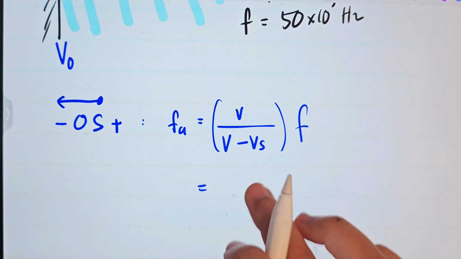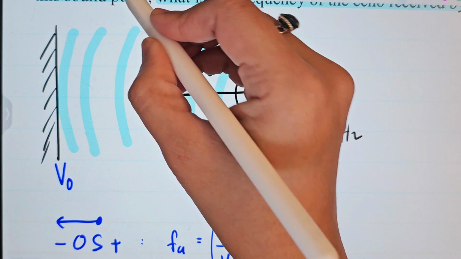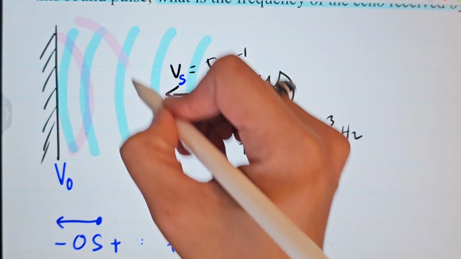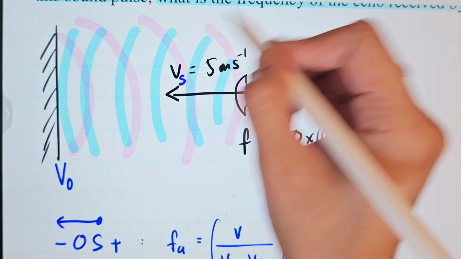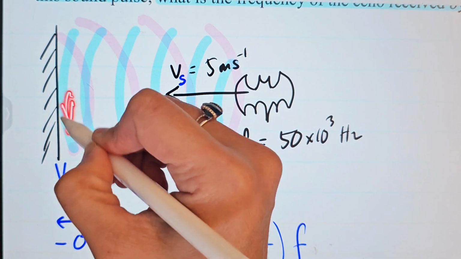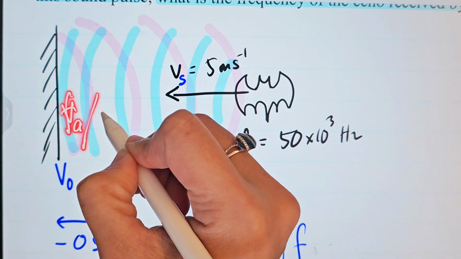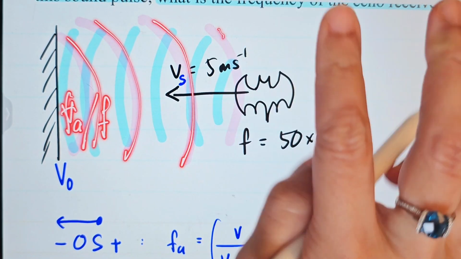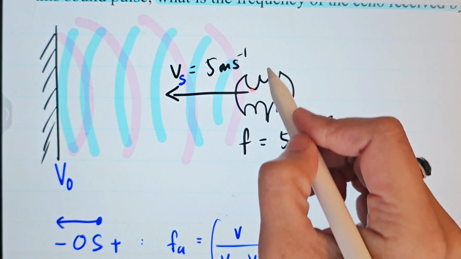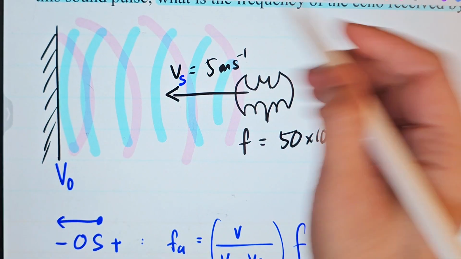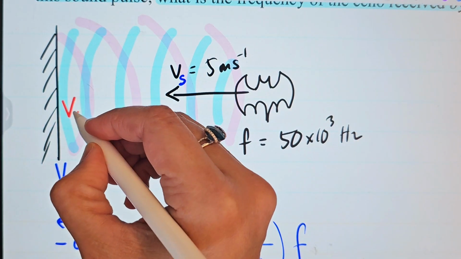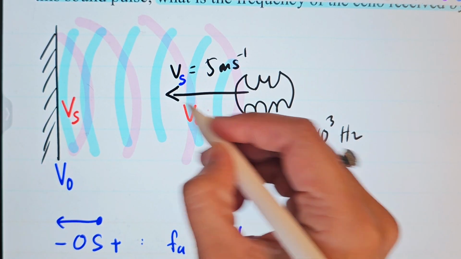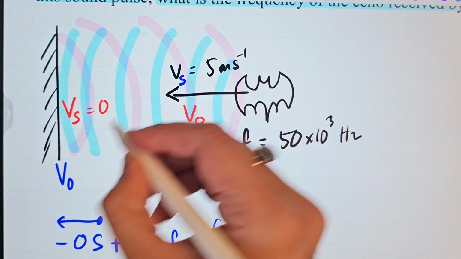This is not the frequency heard by the bat, because the sound waves are later on reflected to the bat. So the apparent frequency we get here now becomes the real frequency, and then the reflected sound is the real frequency heard by the bat. So later on we're gonna change this as the V source, while this one becomes the V observer. So V source now becomes 0. This is the first situation.